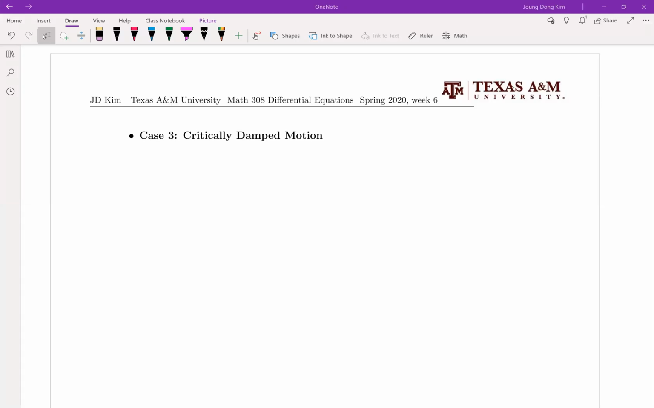Okay. In the previous slides and video, we talked about underdamped motion and overdamped motion. As we discussed, overdamped motion means there's no oscillation, it just stretches out and comes back to the equilibrium position. But what about the critically damped motion? Basically, it is the case where gamma squared minus 4mk equals 0. In other words, gamma squared is exactly equal to 4mk.